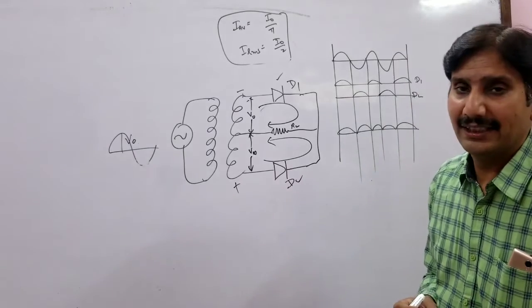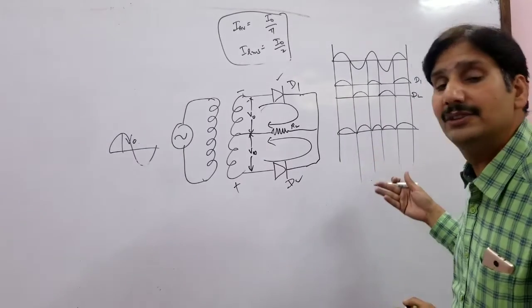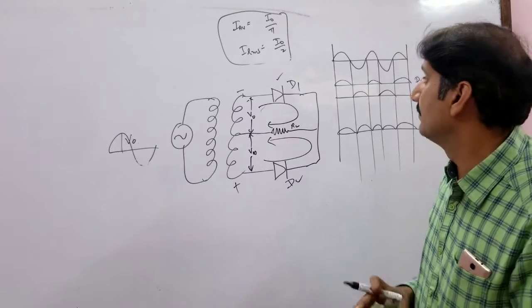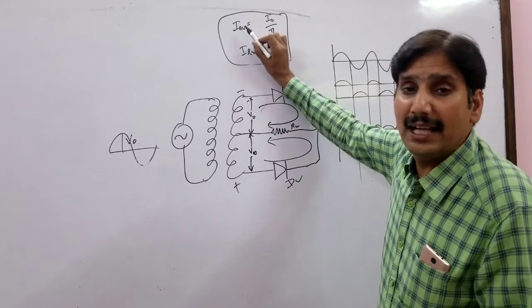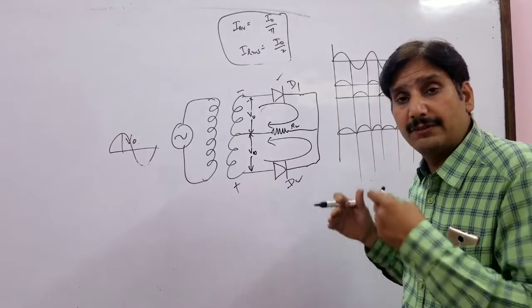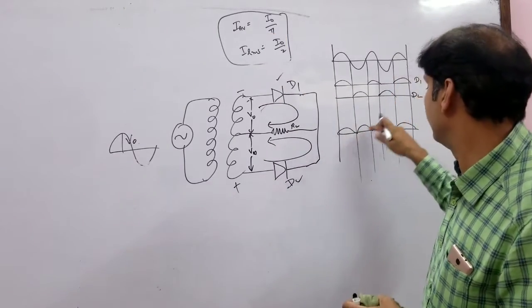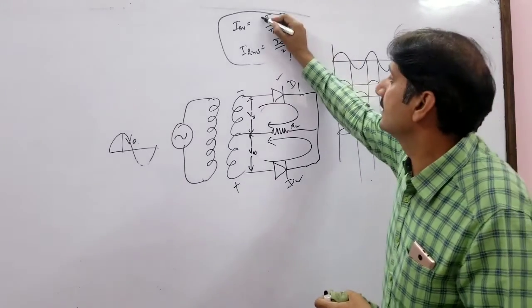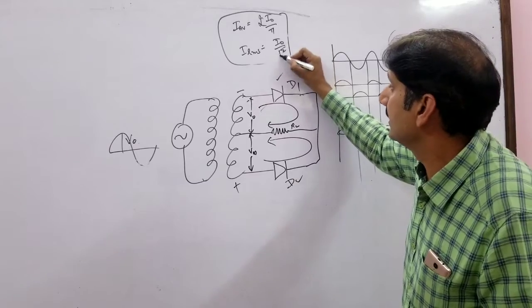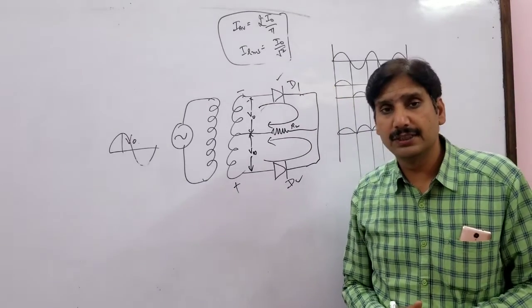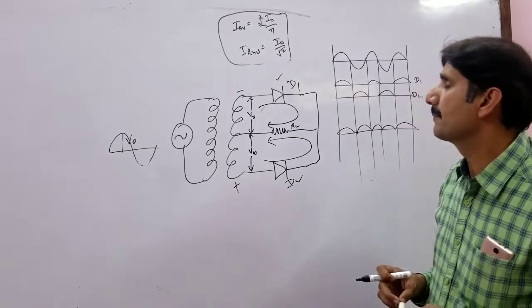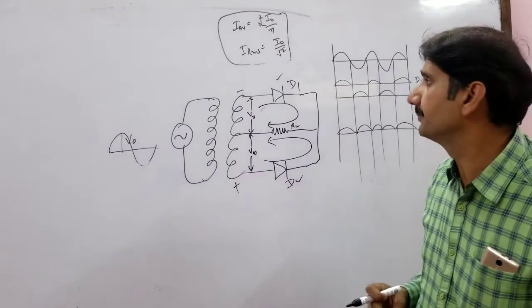How will you obtain its average value and RMS value? I leave it as an assignment for you, but I can simply write down the values. Average value or the DC value for a full wave rectifier, for this kind of waveform, is 2I0 by pi. And RMS value is I0 by under root 2. I leave it as an assignment for you. I hope you will be able to do this.